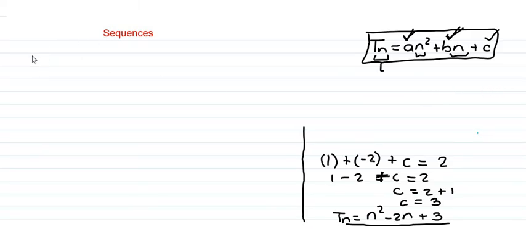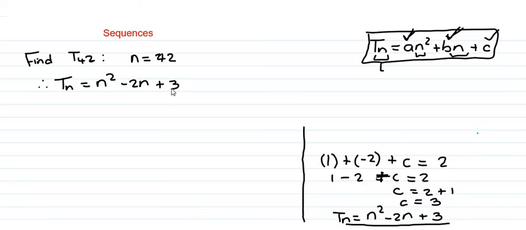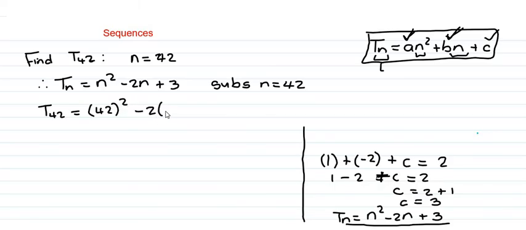So now, if we are to find T42, so we write T42, we have N. N is 42. Therefore, our general term is N squared minus 2N plus 3. So we substitute n equals 42. So where we see n, we write 42. T of n equals 42 squared minus 2 times 42, and then plus 3.